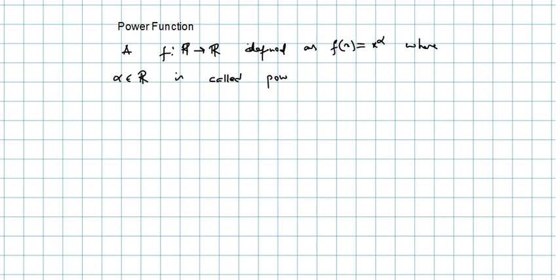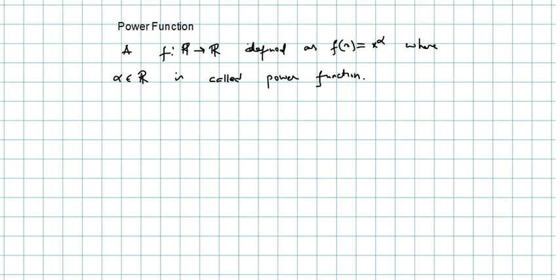A function f from real to real defined as f of x equal to x to the power alpha, where alpha belongs to the set of real numbers, is called a power function.